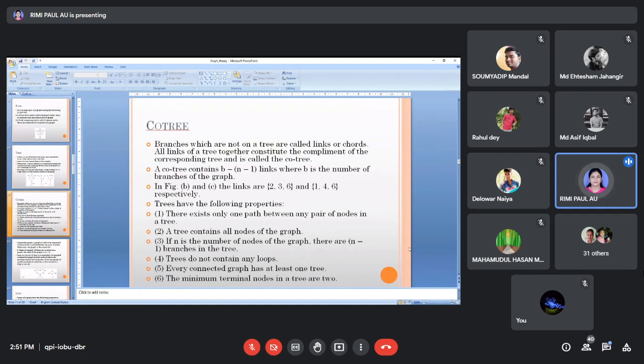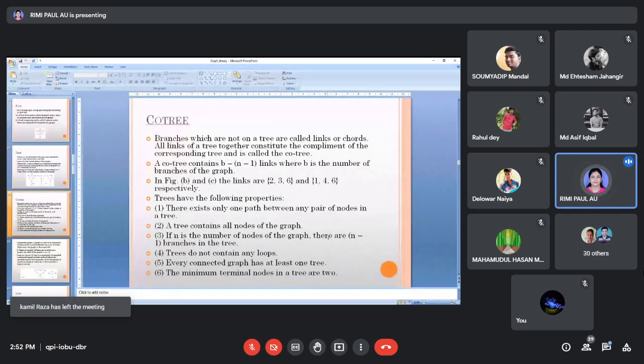The minimum number of terminal nodes in a tree is 2. Two nodes must be there at minimum, and a graph must have at least one tree. These are the properties.